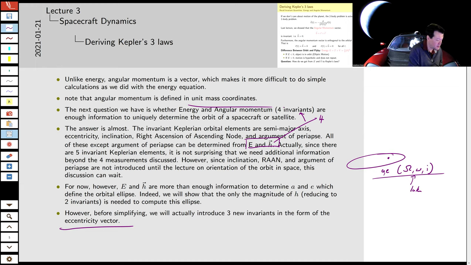That's all we've got here. I do note that if we are only interested in these two orbital elements, A and E, then E and the magnitude of H are enough to get those two orbital elements. But in general, it's not enough to define the orbit overall. As we'll see, however, even for these two, we need to go through the eccentricity vector to get where we're going.